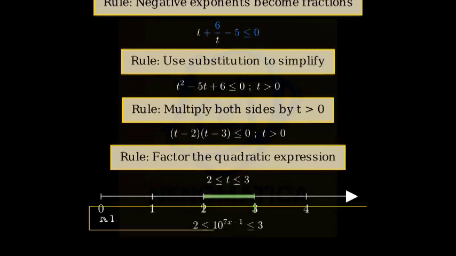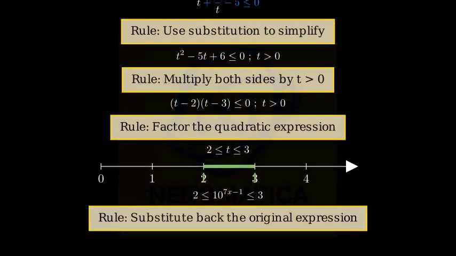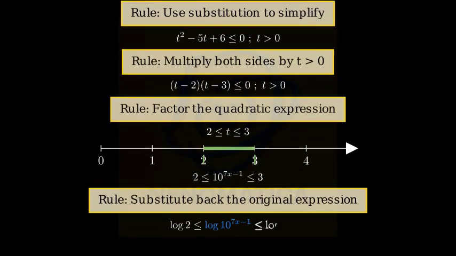Now that we have our solution for t, let's substitute back our original expression. t equals 10 to the power of 7x minus 1. So our inequality becomes 2 is less than or equal to 10 to the power of 7x minus 1, which is less than or equal to 3. To solve for x, we need to isolate it.